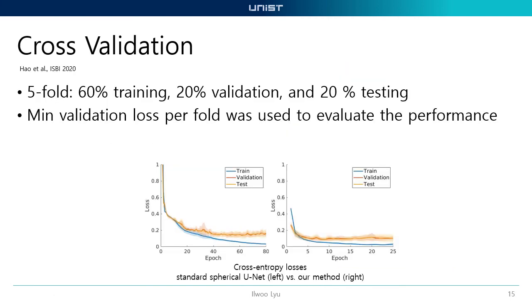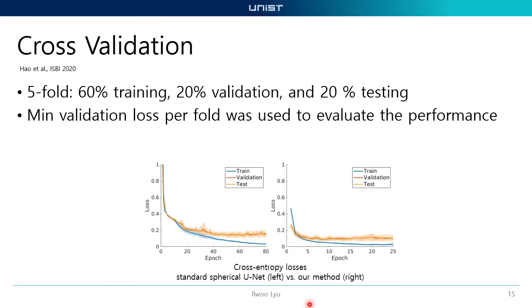Here's the first evaluation of our method. We use a 5-fold cross-validation to evaluate the performance of our approach. We subdivide our samples into 5 partitions, and we use 3 partitions for training and the other 2 for validation and test. We simply rotate all these partitions to get the 5 different cross-validation folds. And we evaluate all these results at the minimum validation loss per fold. And this is a summary across the 5 different evaluations.